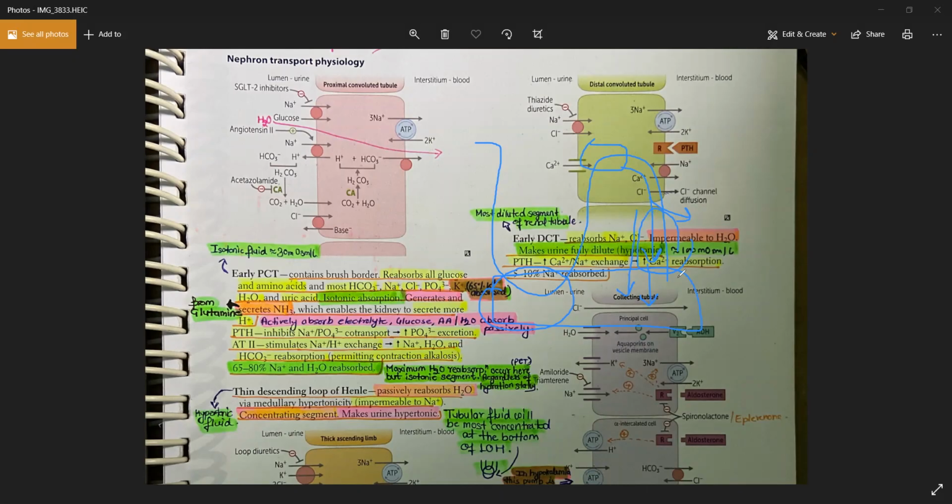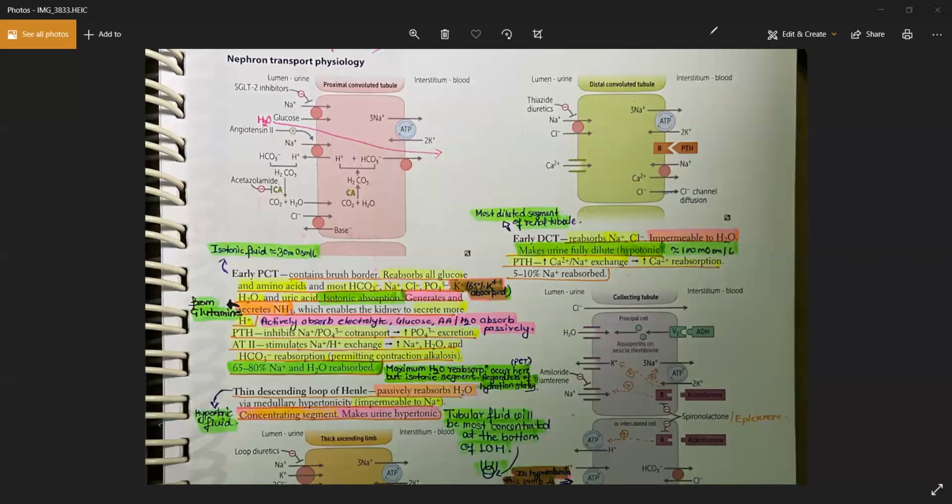It's just the role of ADH, right? If ADH is present, this portion becomes maximally concentrated. If ADH is not present, this portion becomes maximally diluted. And now correlate the presence of ADH and absence of ADH with the hypervolemia or the hypovolemia. Now, any doubt? No, thank you.